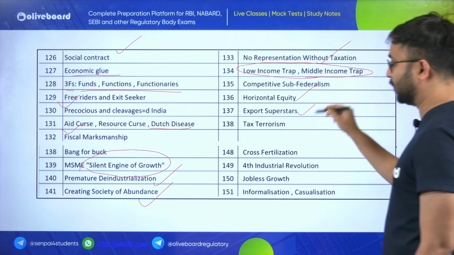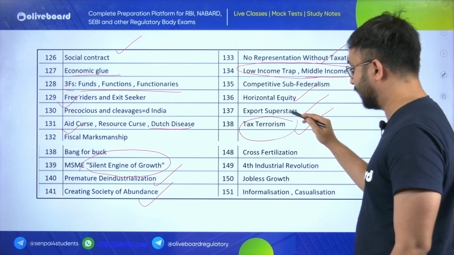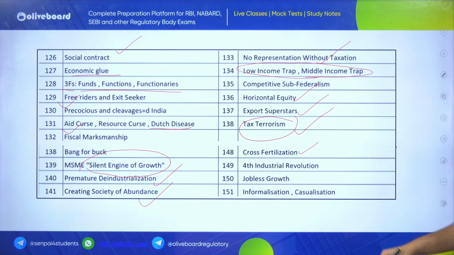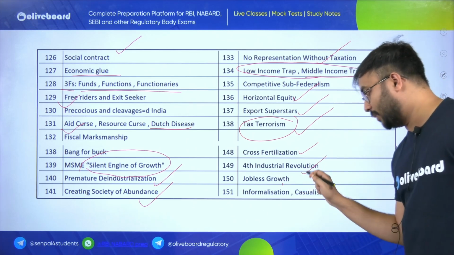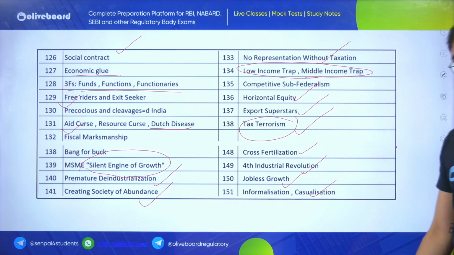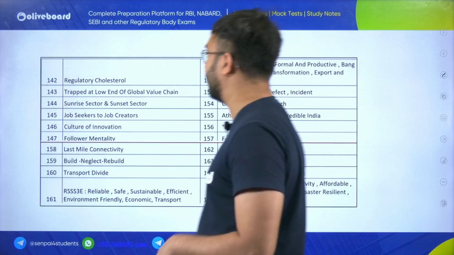Horizontal equity, export superstars, tax terrorism. This again is important. Cross fertilization. Then 4th industrial revolution, jobless growth and informalization and casualization. Again, you can use these keywords wherever required.